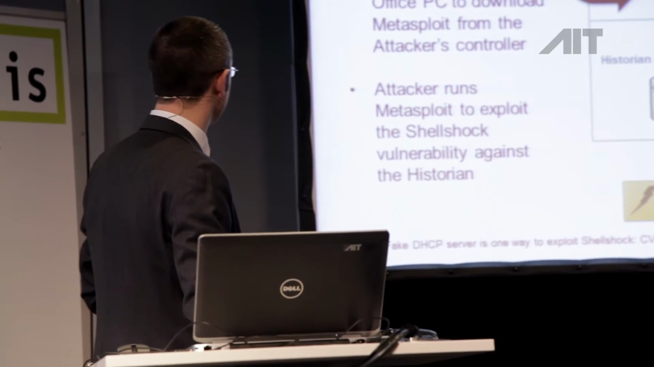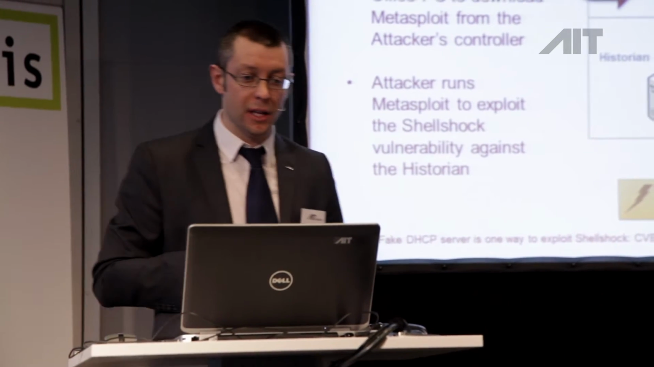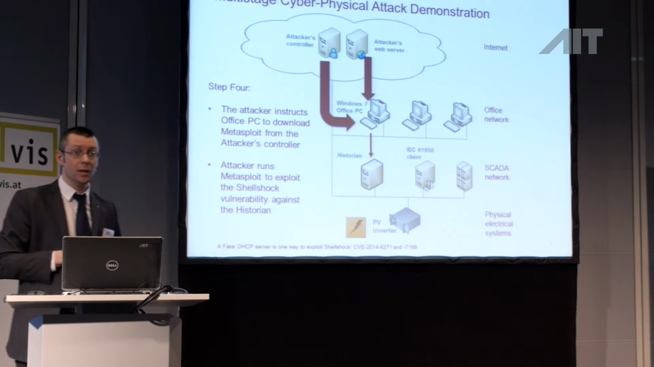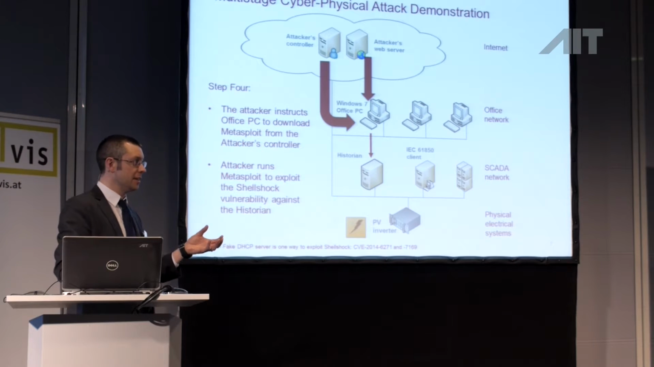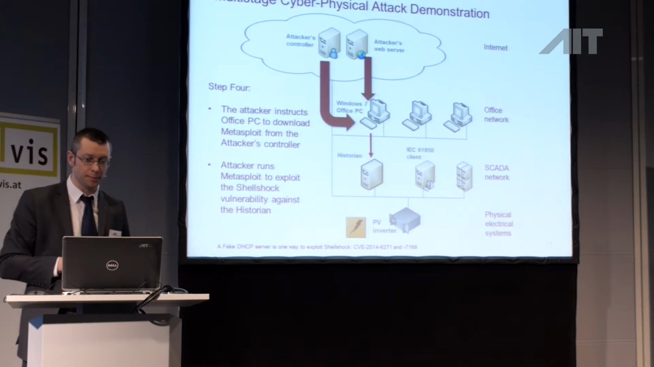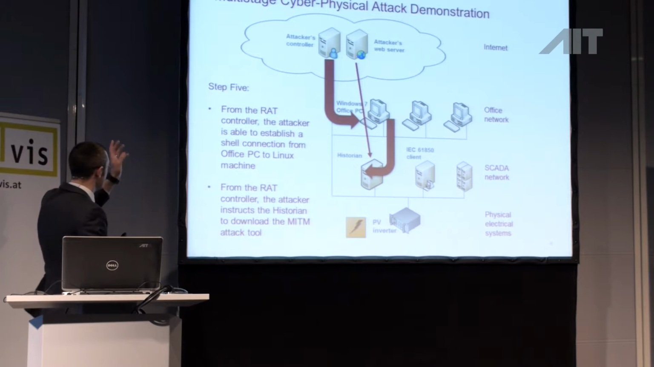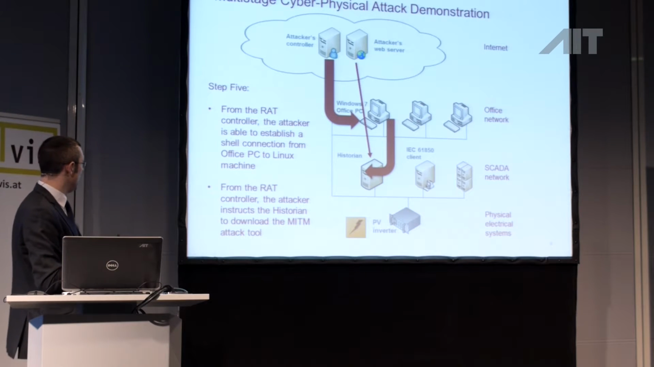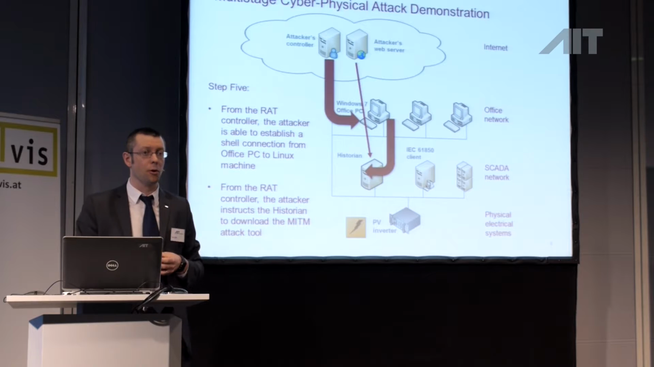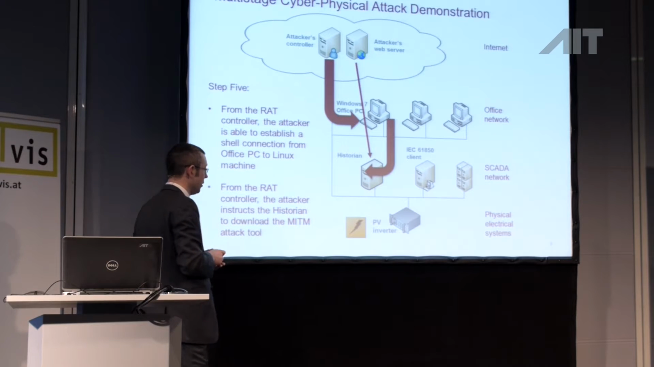The attacker from the Office PC downloads a tool called Metasploit, which is used for penetration testing, and then uses that to exploit the Shellshock vulnerability on the historian machine. So the attacker has gone from the Office PC, identified a vulnerable machine in the operational network, and exploited it using the Shellshock vulnerability. Subsequently, from the RAT on the internet, we establish a connection on the historian, and then we download a piece of software which is going to implement a so-called man-in-the-middle attack between our IEC 61850 client and the PV inverter.